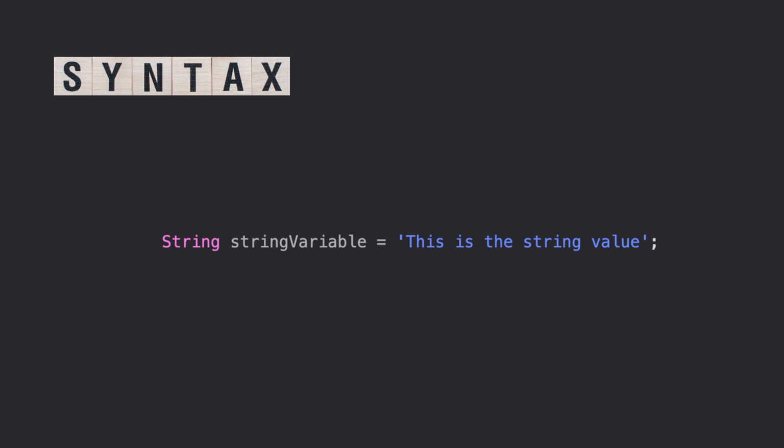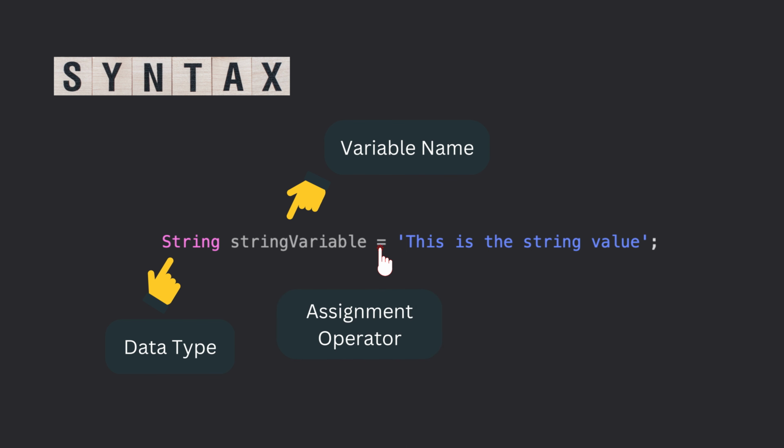Starting from the left, first we define what type of information this variable will hold. In this case, it's a string. Next, we enter the name for that variable. It could be anything you like. Then we use an assignment operator to assign a value to that variable. We then give a value and finally use a semicolon to declare the end of our statement.